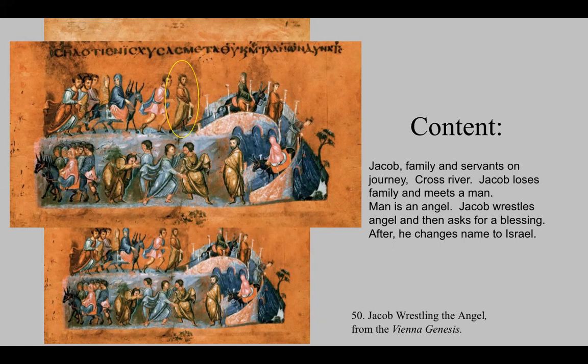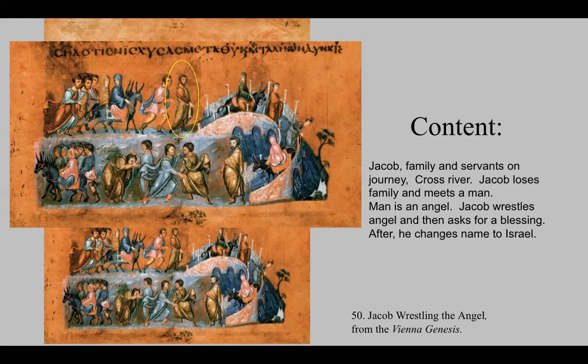And we see him wearing these brown robes, right? He's walking and leading his family, and him and his family cross a river. And we see him again. You guys see him right here? We see him for a second time. After he crosses the river, he somehow loses his family, right? So he's crossing the river, he loses his family, and for some apparent reason, he meets a man and decides he needs to wrestle this guy.